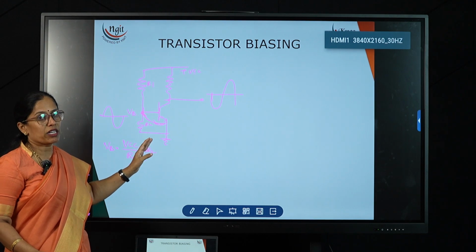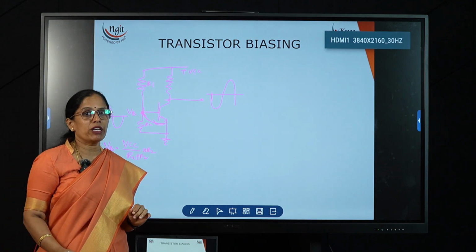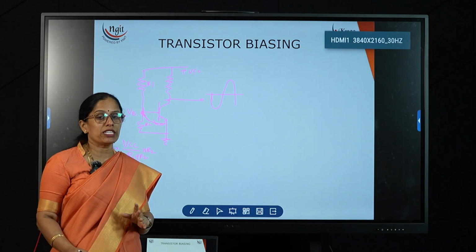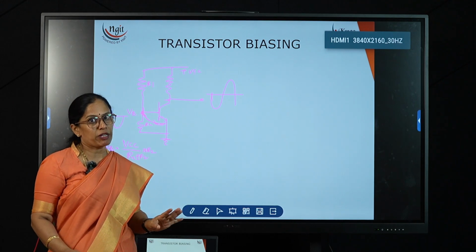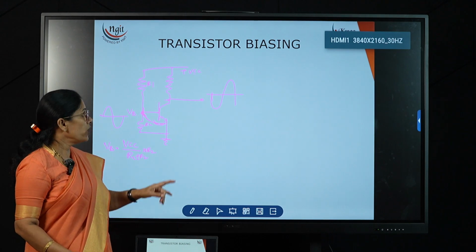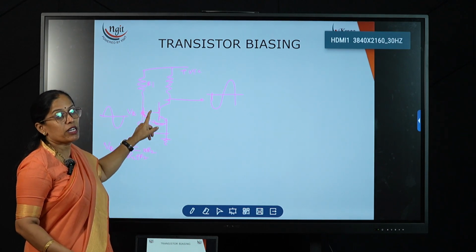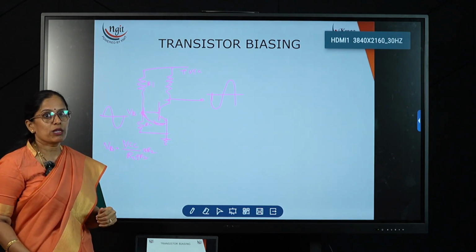Now in the next topic I will explain the common emitter amplifier, how the common emitter is amplifying the signal. For that we need this voltage divider biasing. Okay, so this is about the biasing.